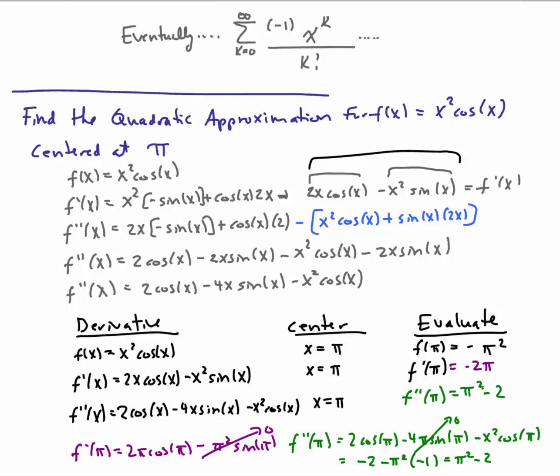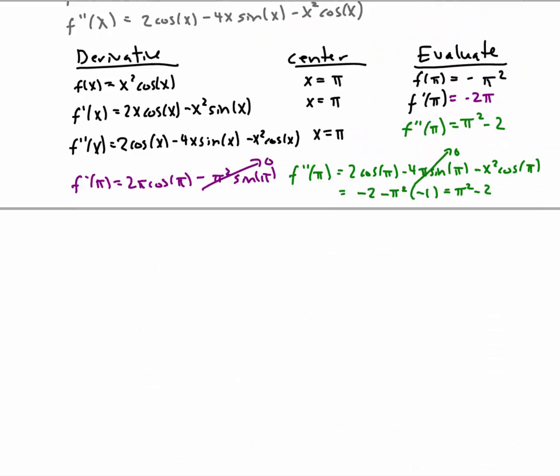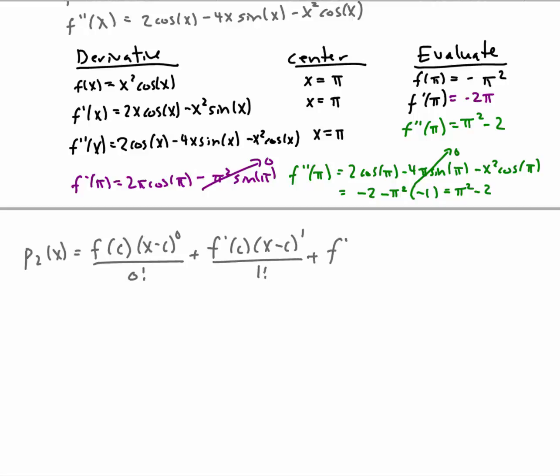Okay, so here's our chart, and from the chart it's easier to put together our polynomial. In this particular case it's a second degree polynomial, so that's p2 of x. Now the way this works is f of c, x minus c to the 0 over 0 factorial, plus f prime at c, x minus c to the first over 1 factorial, plus the second derivative evaluated at c, x minus c to the second over 2 factorial. So I have p2 of x.